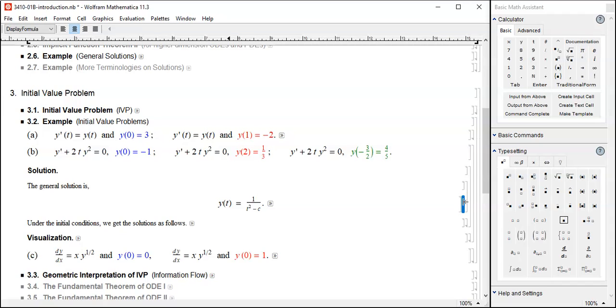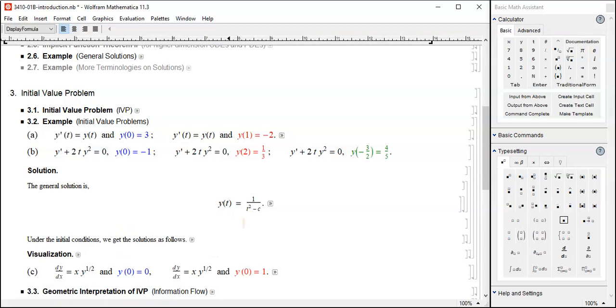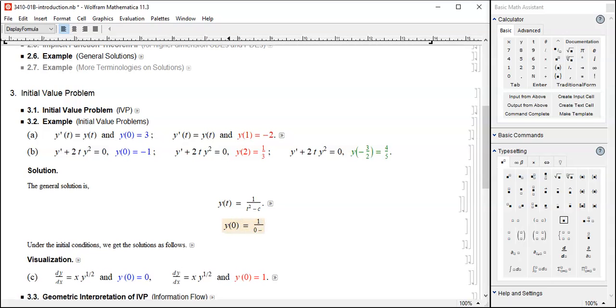Okay, we have 3 initial conditions, so we have 3 separate initial value problems. They all share the same general solution, but let's find those out. Plug in t equal to 0. 0 minus c is equal to negative 1. So c is negative 1. Is that what you're getting?